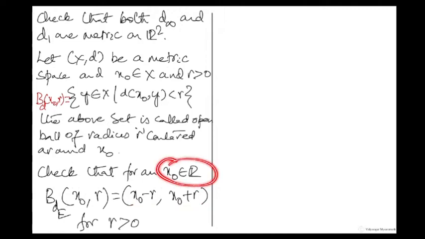So for an x0 in R with the Euclidean metric and a positive radius r, the Euclidean open ball of radius r centered at x0 is basically the open interval (x0 minus r, x0 plus r). You need to check this. Okay. Check. And the converse is also true. That is, every open interval in R is actually a Euclidean open ball.